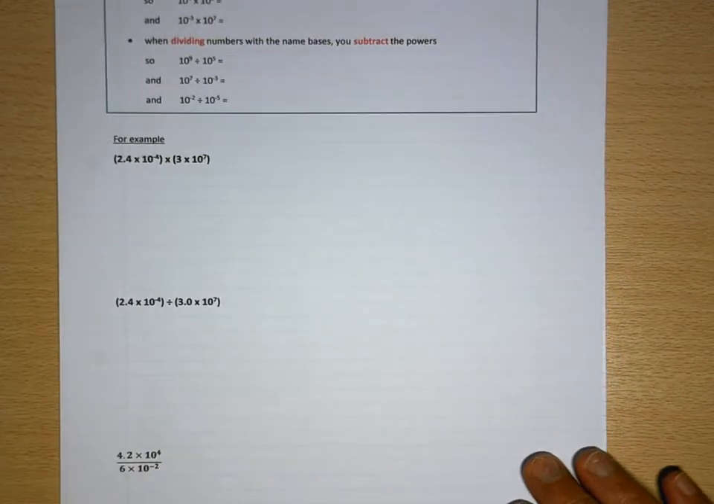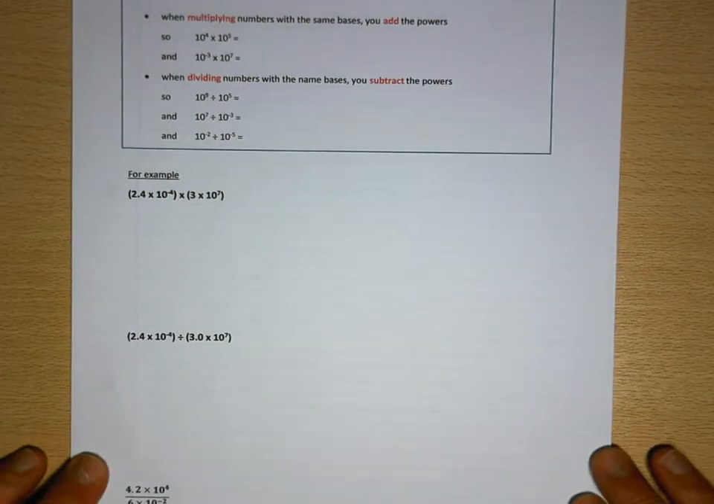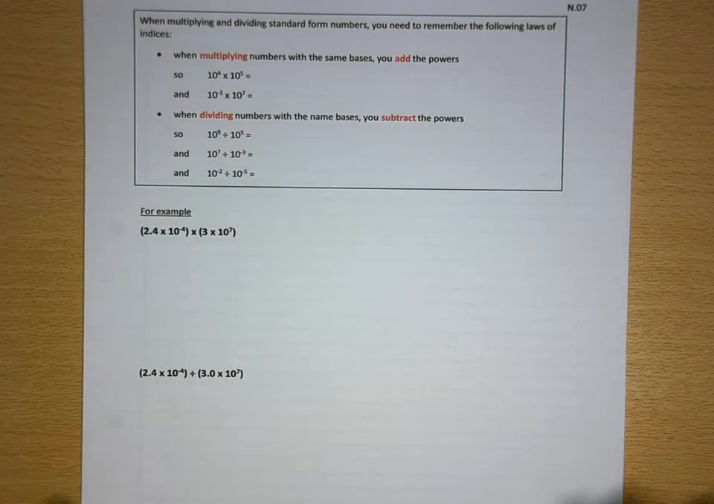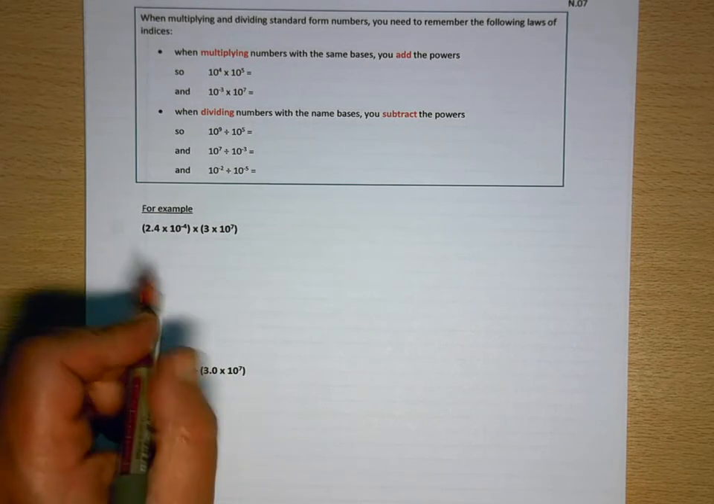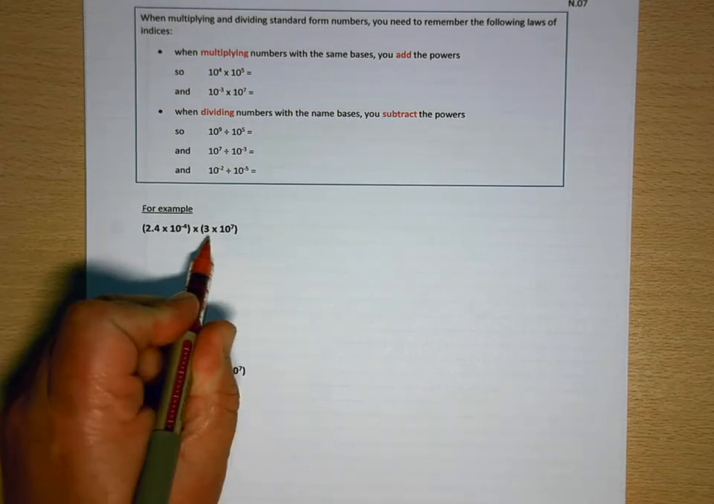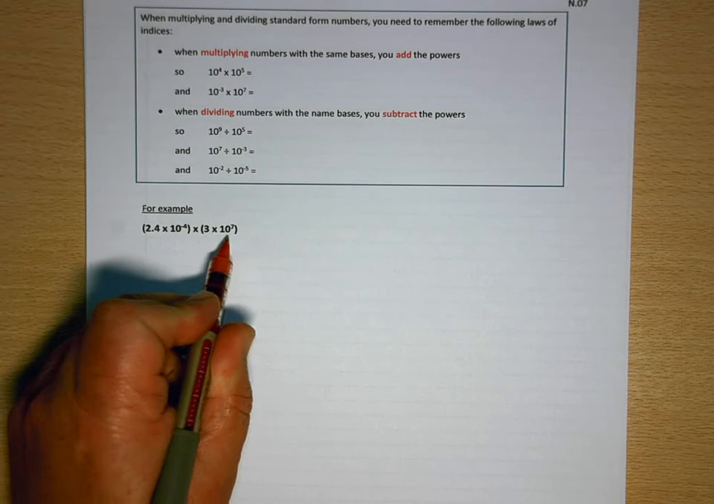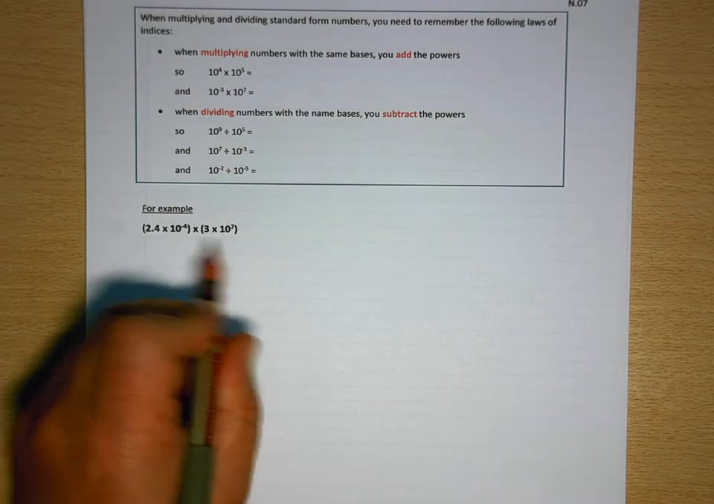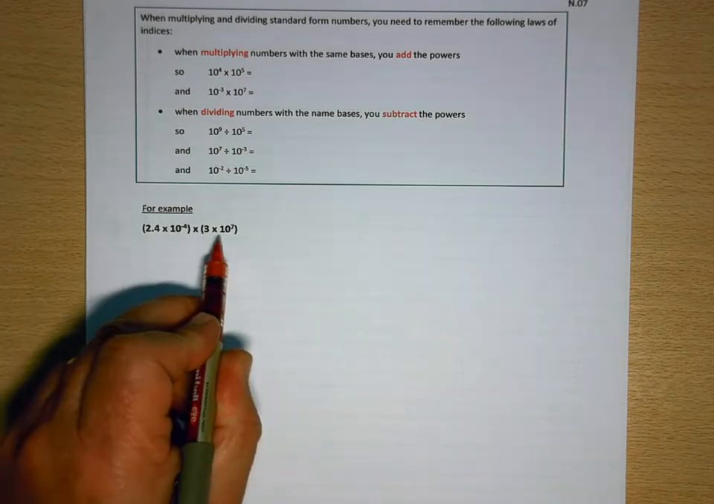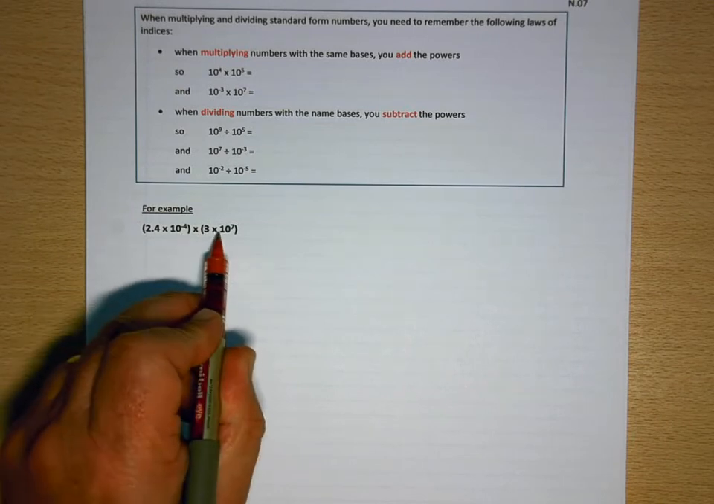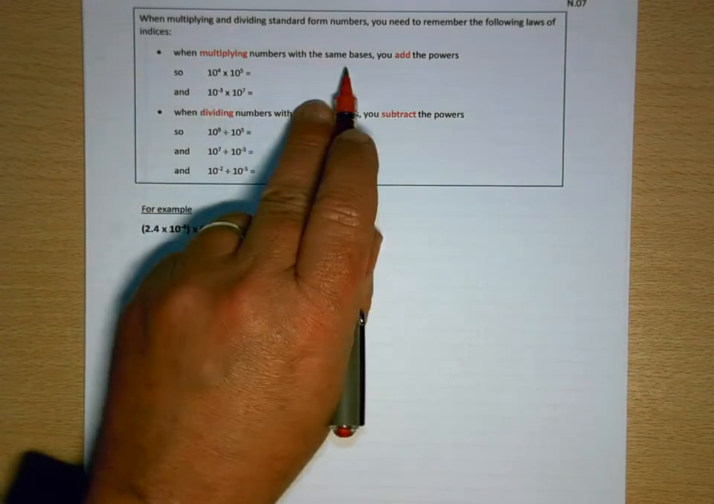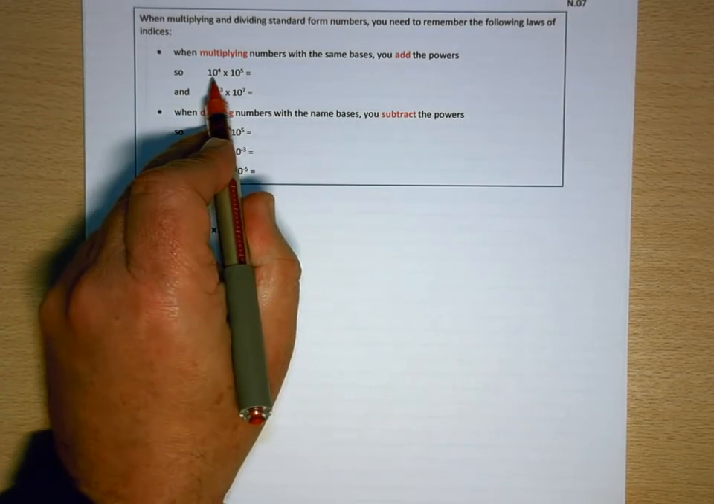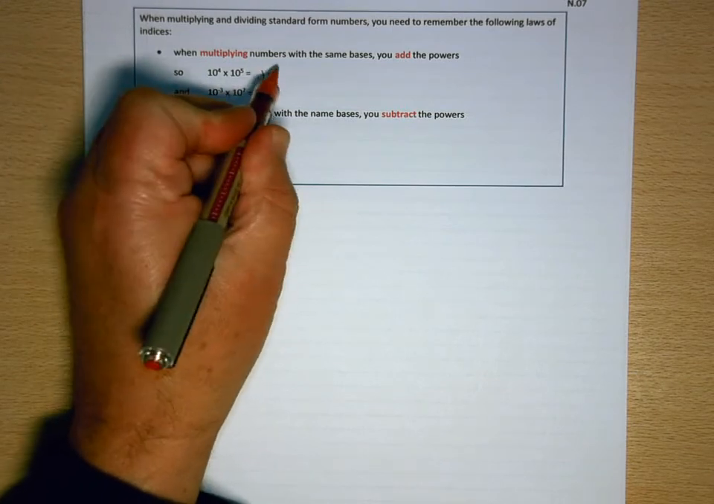When it comes to multiplying and dividing, then we're going to apply the rules for indices that we looked at yesterday. And what we do is we separate out the numerical part of the standard form and the power, the base 10 part of it. When we're multiplying those, remember from yesterday, it means that we can add the powers. So just to remind ourselves, when multiplying numbers of the same base, we add the powers. So 10 to the 4 times 10 to the 5 is 10 to the 9.